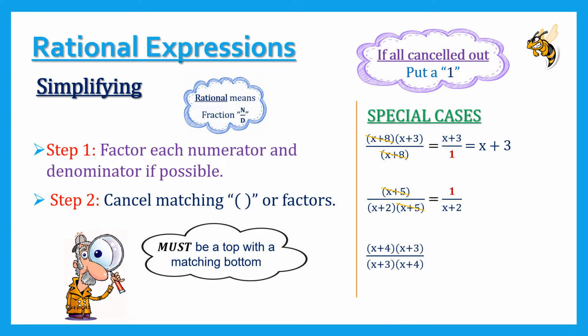And the third situation, we have x plus 4 times x plus 3 all over x plus 3 times x plus 4. There's an x plus 4 in the top and there's an x plus 4 in the bottom, so therefore they cancel. There's an x plus 3 in the top and there's an x plus 3 in the bottom, so therefore they cancel. There's nothing left in the top and there's nothing left in the bottom, so therefore it's going to be 1 over 1, which is just 1.